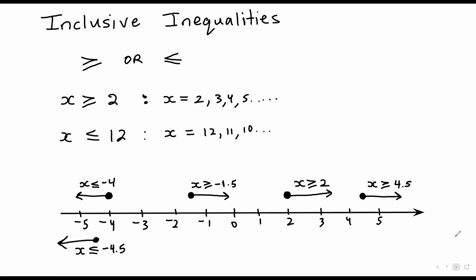When you're looking at inclusive inequalities, that is greater than or equal to or less than or equal to, you use shaded circles above the value, and for less than or equal to, it goes to the left, and for greater than or equal to, it goes to the right. So it's the exact same as the exclusive inequalities, except for exclusive, you leave an unshaded circle, and for inclusive, you shade the circle.